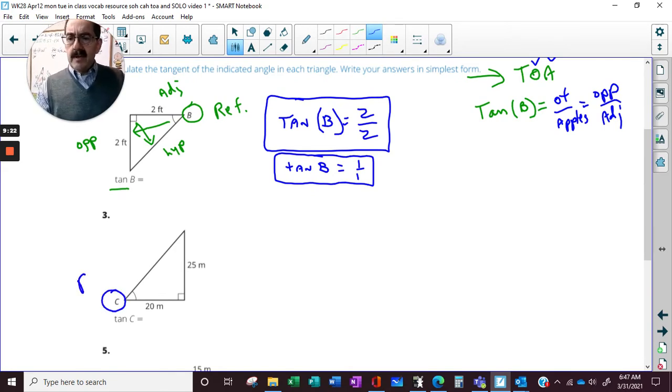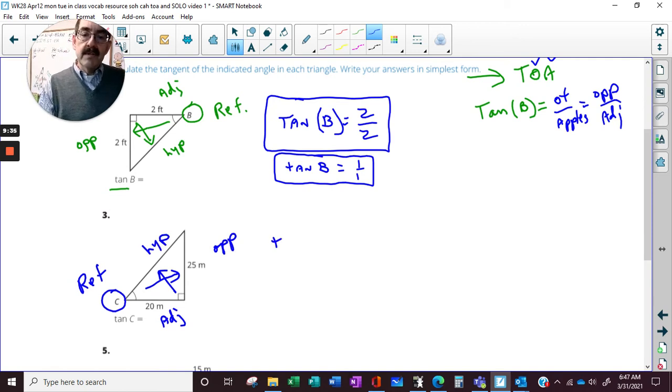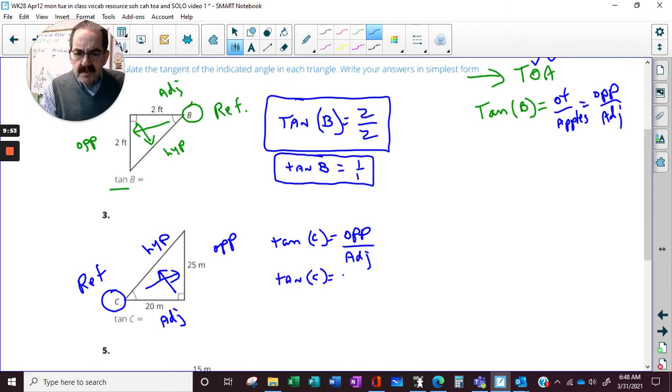The tangent of the angle. The first thing we want is the reference angle. We want the OPP. We want the ADJ. And we want the HYP. So the tangent of C. SOH CAH TOA. The opposite over the adjacent. The OPP over the ADJ. The tangent of C is equal to 25 over 20.